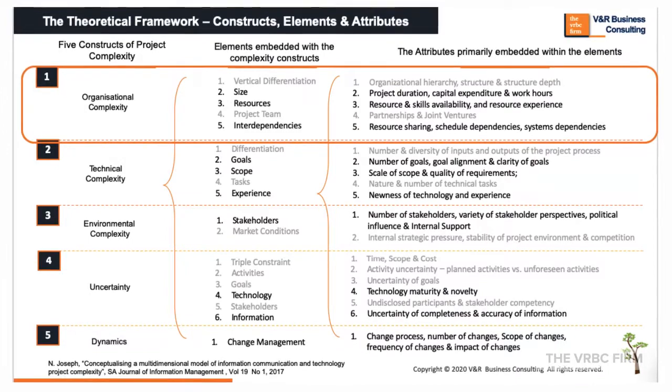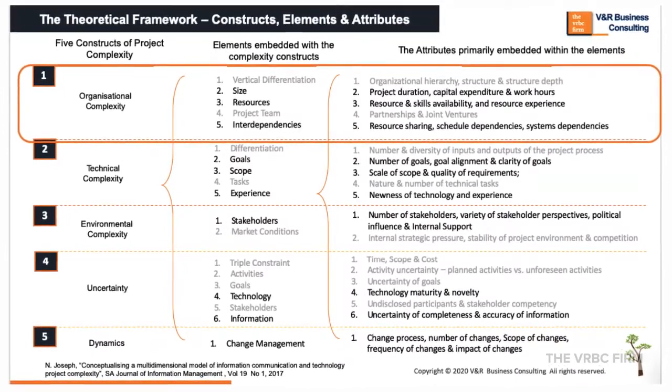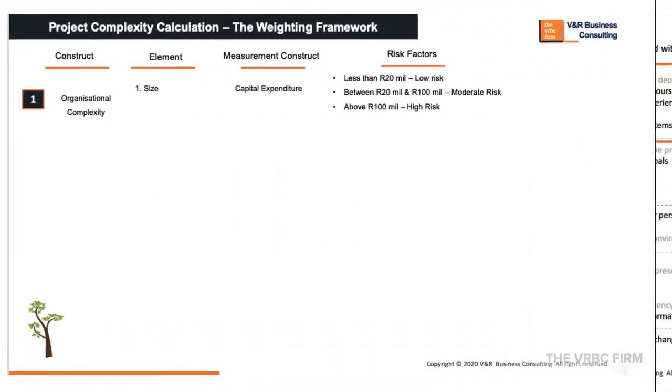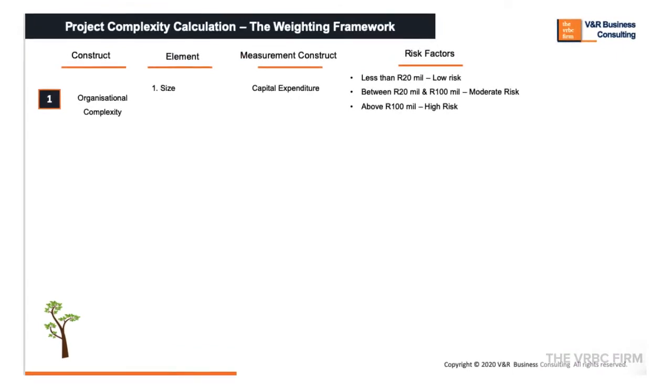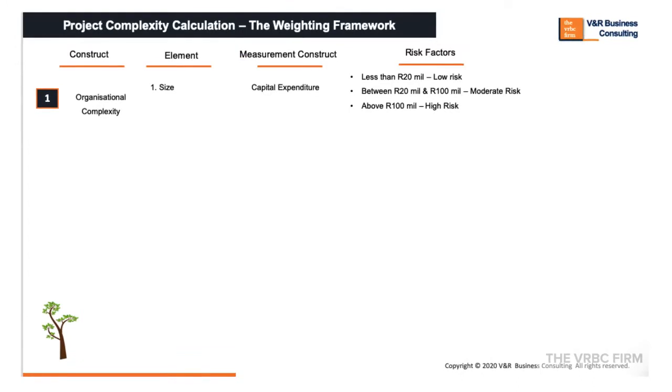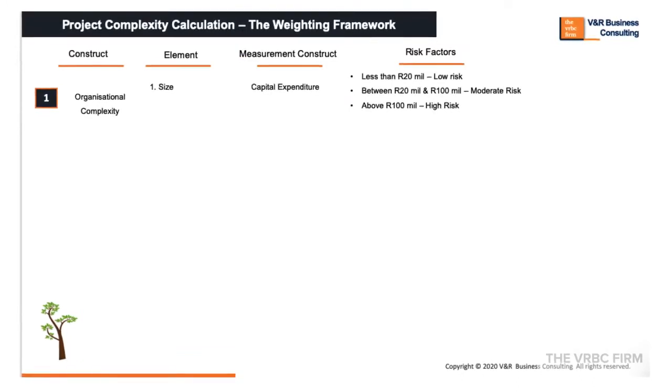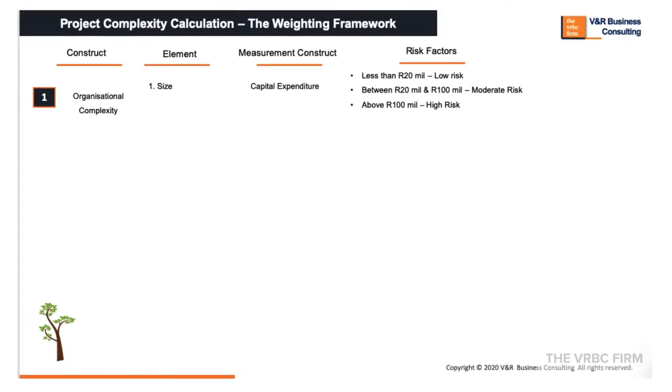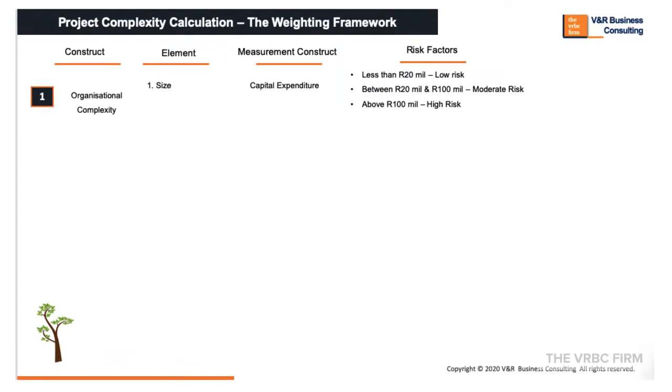Right, let's get into it. We start with organizational complexity. We've defined the risk factors for the attributes of capital expenditure as detailed. You can scale up or scale down the project budget bounds appropriately according to the context of your organization.